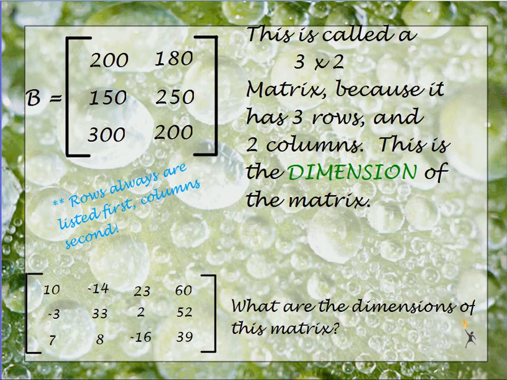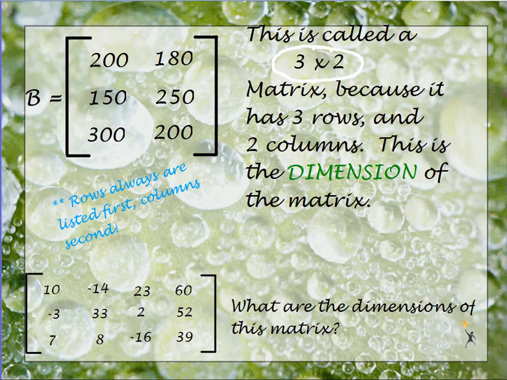This is called a 3x2 matrix because it has 3 rows, which again, remember, are horizontal, and 2 columns. This is called the dimension of the matrix. 3x2. Knowing how to find the dimension of a matrix is really important.